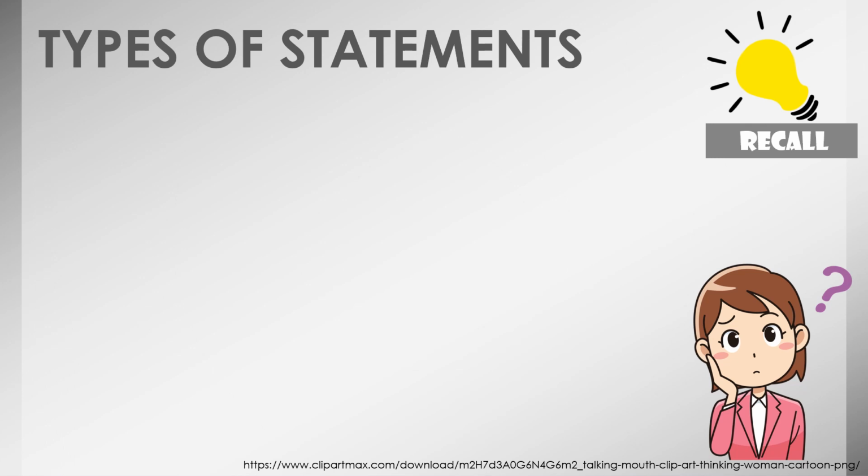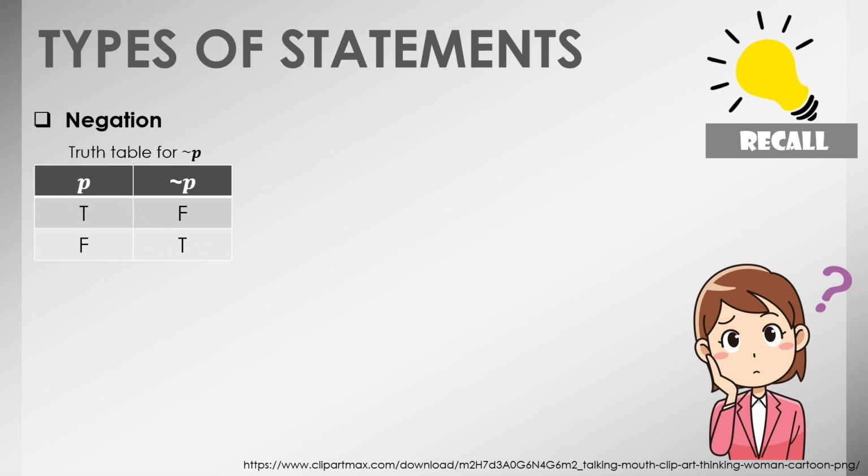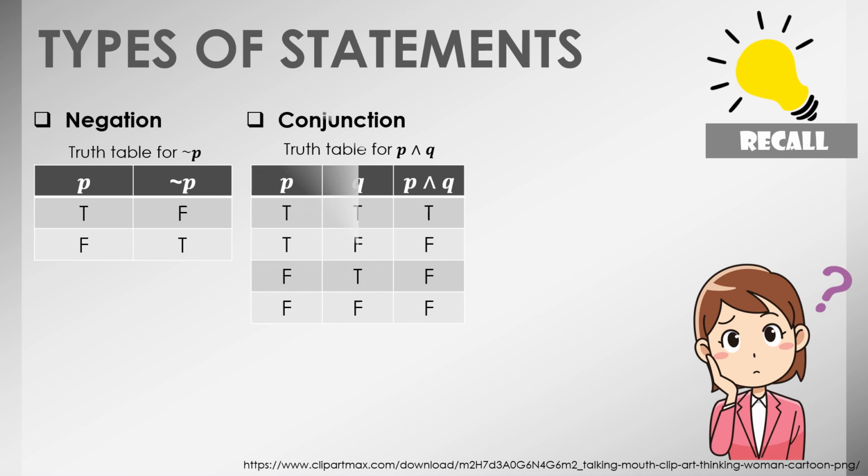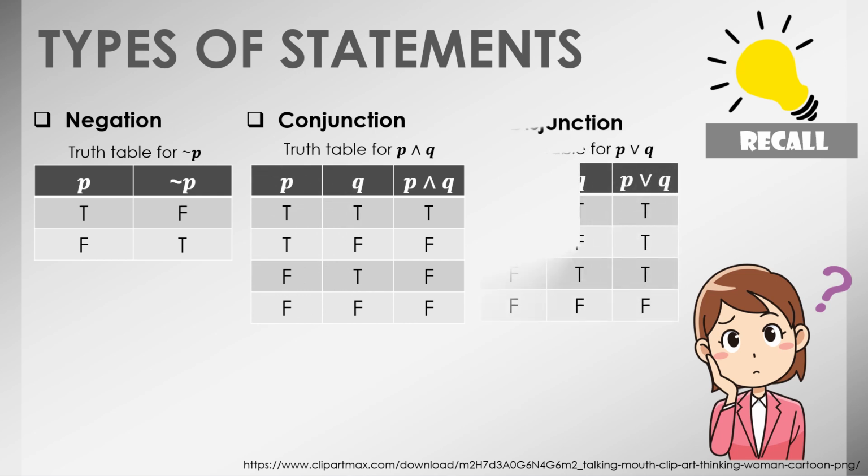Moreover, it is also necessary to recall the truth table of the first three types of statements which were presented in the previous video. That is, the truth table for the negation statement given by this, the truth table for conjunction statements, and the truth table for disjunction statements. Let us familiarize ourselves with these tables, for we will possibly be using this as we discuss the last two types of statements.